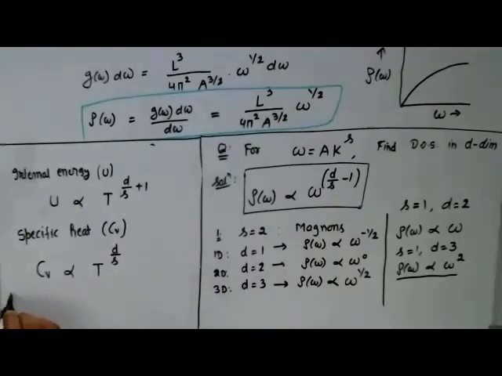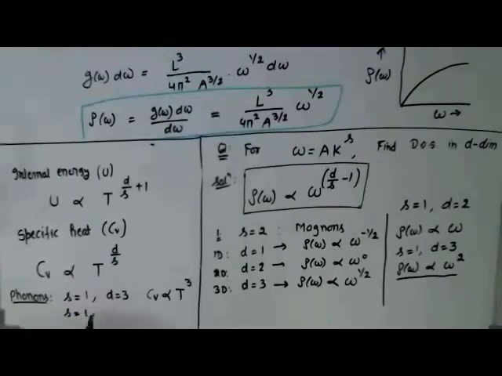So look, if it talks about phonons, then what will be the value of s? 1. And if it talks about 3D, then d will be 3. And you see the CV is proportional to what? T cube. Very famous relation now. That heat capacity of phonons is proportional to T cube.